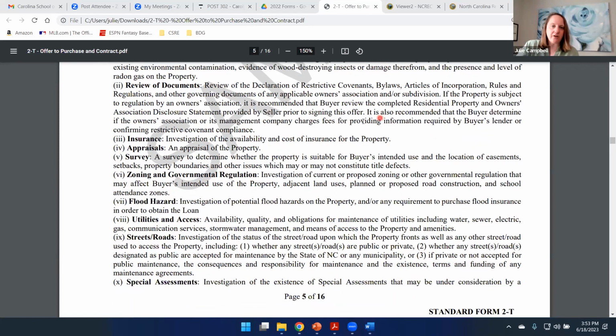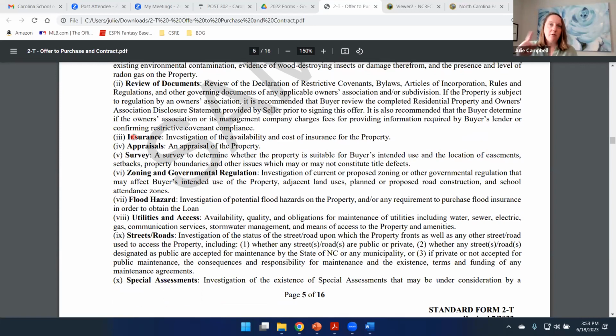Insurance, homeowners insurance, need to get that secure. Remembering that the lender has to approve the buyer's new homeowners insurance policy. So we want to make sure we have an applicable and appropriate insurance. There's our appraisal, survey, zoning, government regulations. Is it in a flood hazard? Utilities, who's going to provide us utilities? Streets and roads, are the roads public or private?